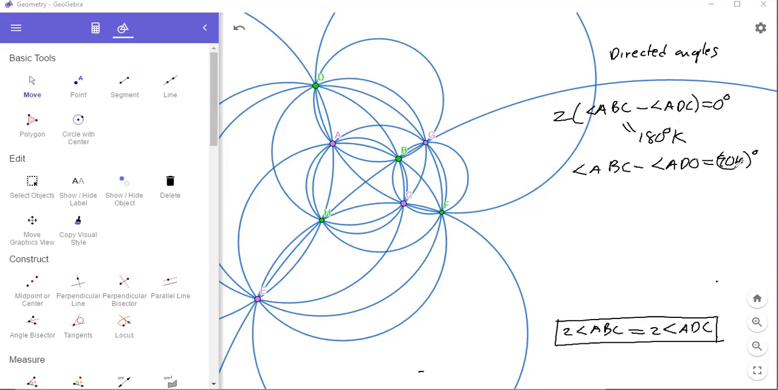Okay, so if k is even, this will become 0. But we said it cannot be 0, because ABCD is not cyclic. So that means k has to be odd. And when k is odd, this will be equivalent to 90 degrees always. So in fact, this difference here is equivalent to 90 in directed angles.